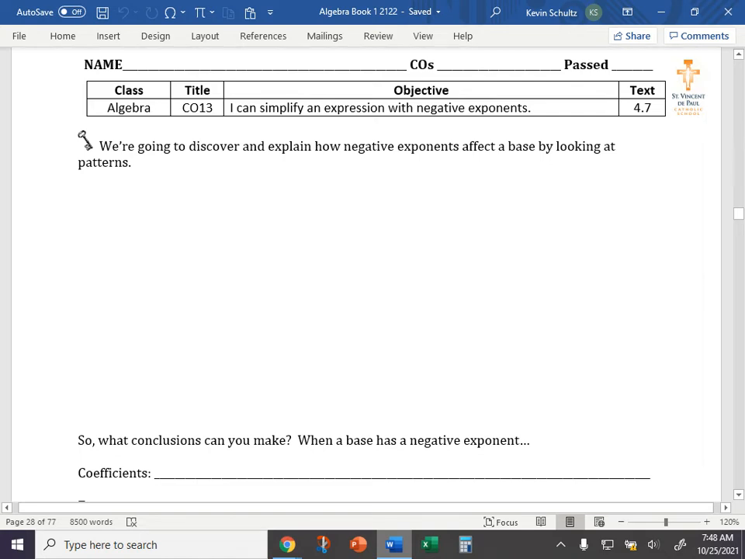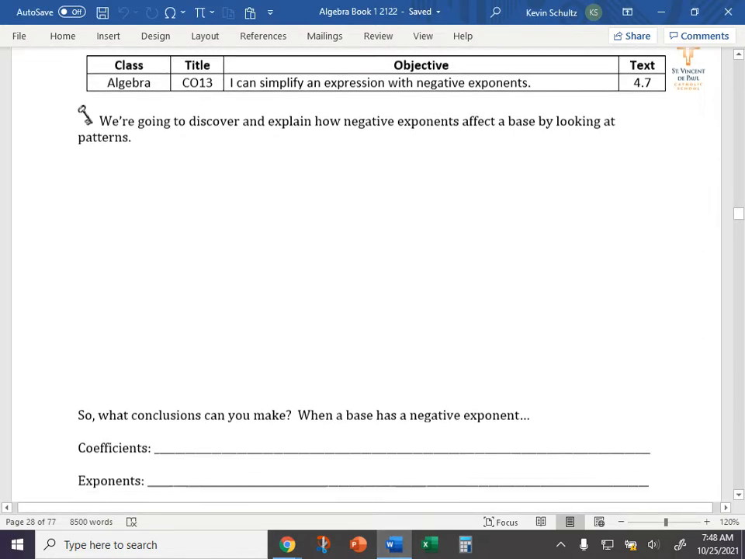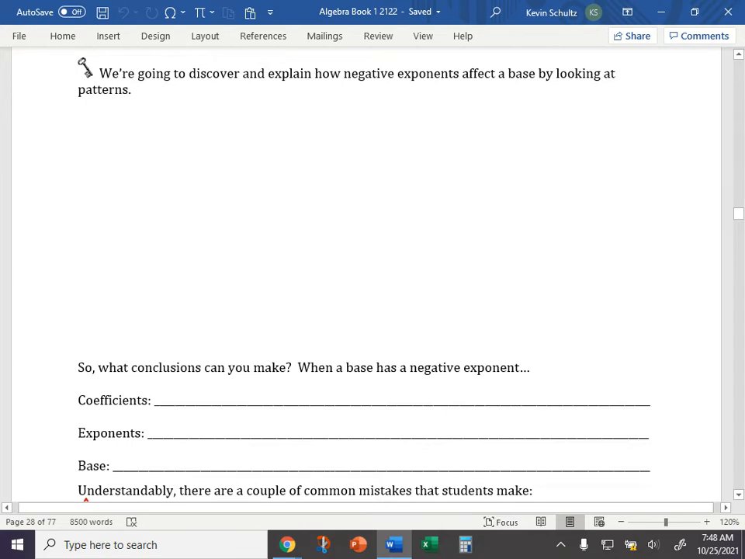Good day, Algebra. We are going to start off the week with negative powers. It's the fourth of 5 rules that we're going to talk about with exponent expressions. We started with multiplying by the same base in CO10. We went to dividing by the same base in CO11. CO12 was the 0 power, and now we're getting to negative powers. We're basically going to look at what happens here.